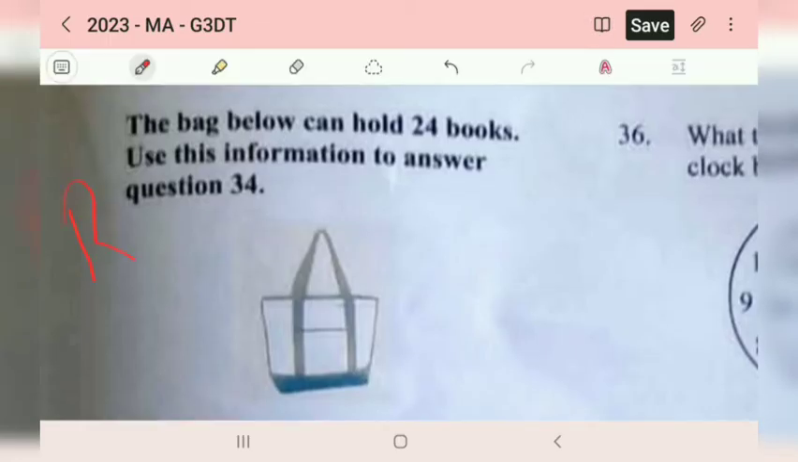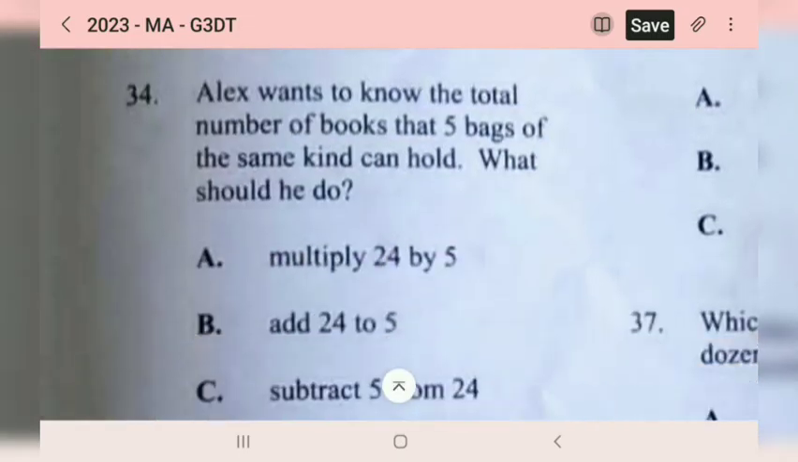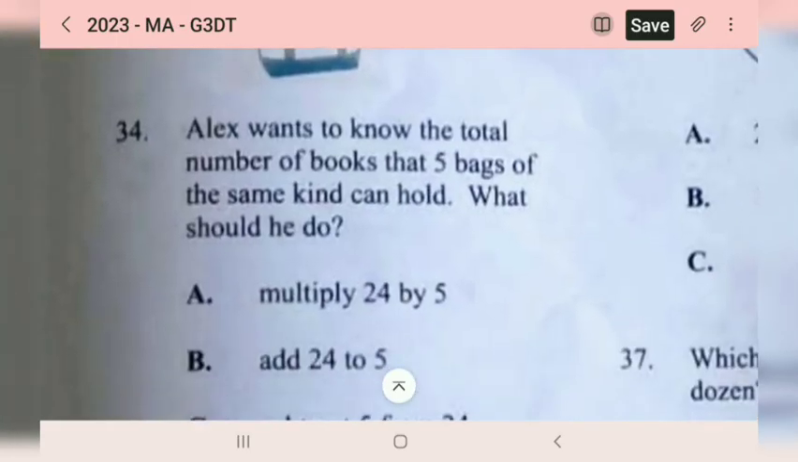Moving on to our next item. The bag below can hold 24 books. This is a repeat as well. Use this information to answer item 34. Alex wants to buy the total number of books that 5 bags of the same kind can hold. What should he do? So look at the bag again. This one holds 24. And he wants to know the total number of books 5 of that same bag can hold.